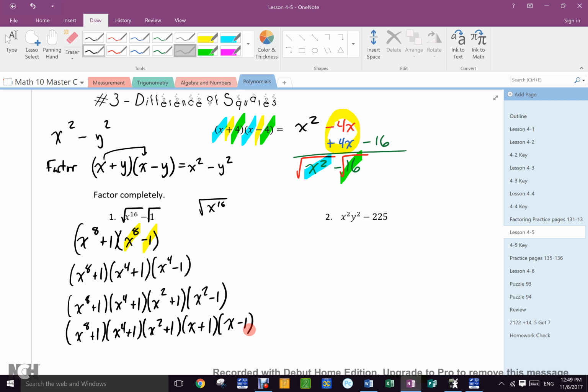Now, to do that, you needed to remember something from radicals, didn't you? That you were looking for groups of 2. So we can get out 8 of them, right?